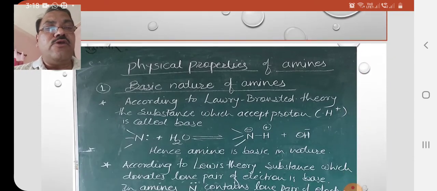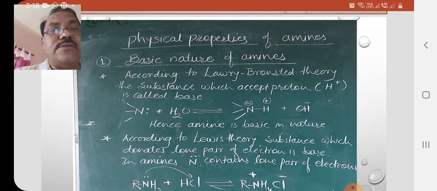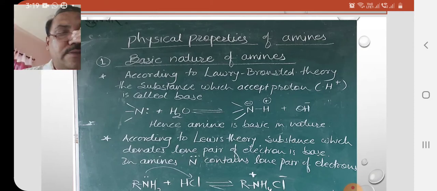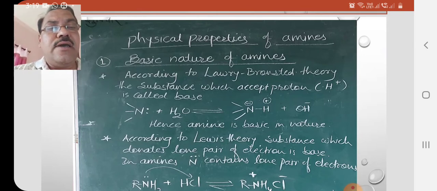So, the physical properties of amines, the first property is basic nature of amines. Amines are basic in nature. So, why are amines basic in nature? To understand the basic nature of amine, you have to know what are acids and what are bases. According to Lowry and Bronsted, these are the names of scientists, the substance which accepts proton or H plus ion is called base, and the substance which donates proton is called acid.